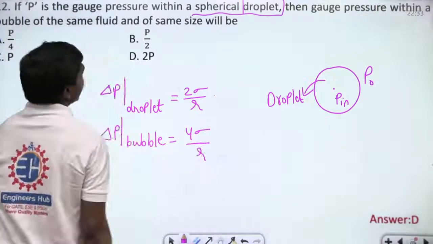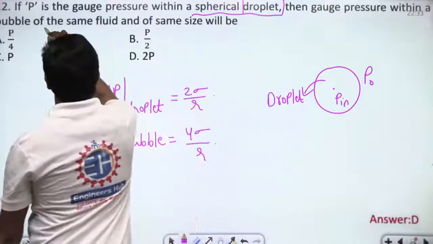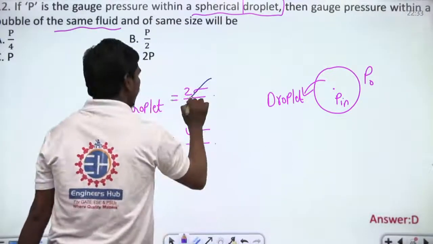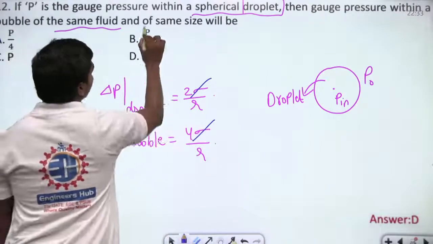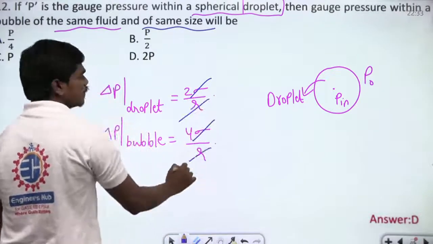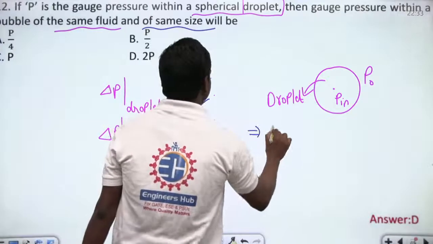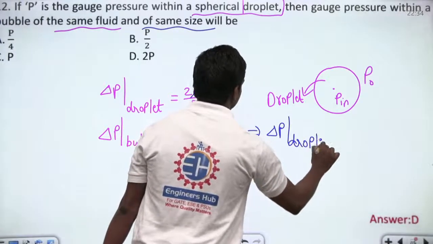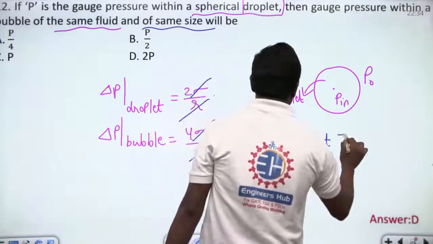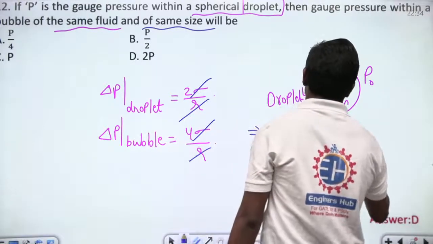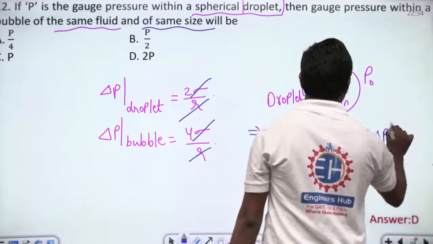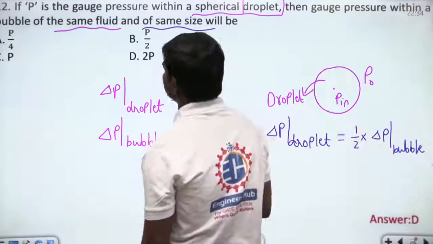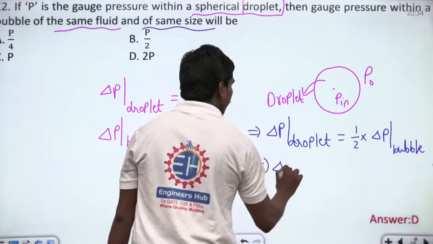So it's clearly given the gauge pressure within the bubble of the same fluid. If this is the same fluid, then definitely this sigma is the same in both cases, and of the same size, which means this r will also be the same. Correct? So this implies your delta P of droplet is nothing but half of delta P within the bubble. And you can see clearly, they are asking you for the bubble.